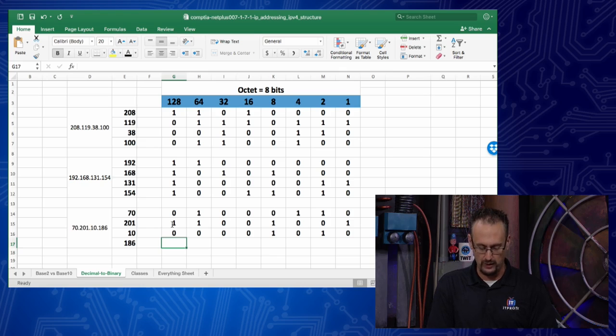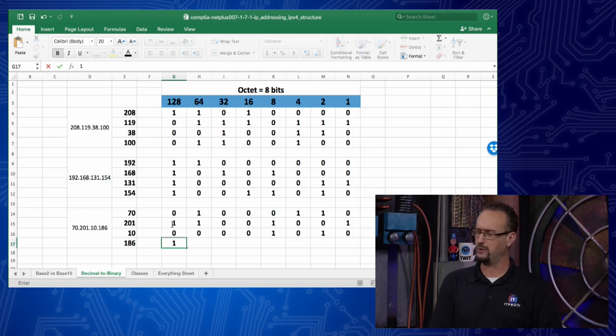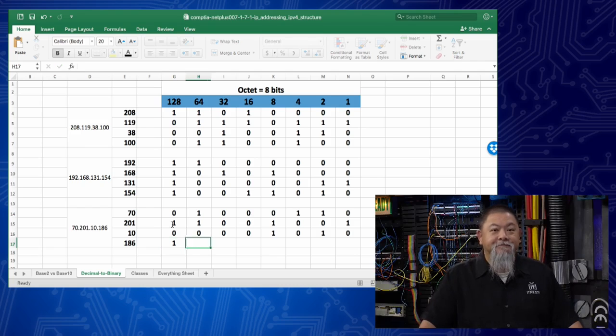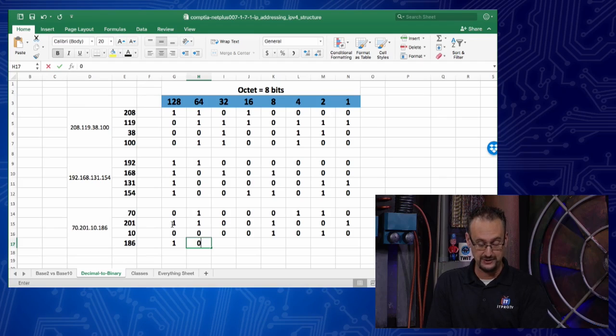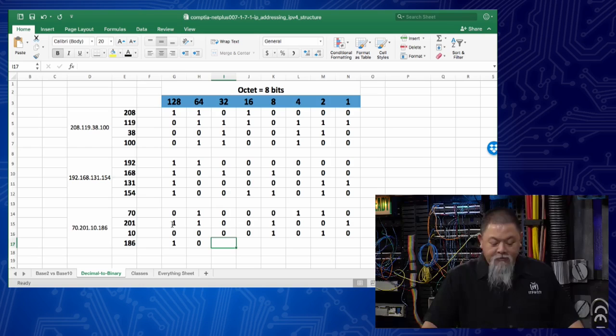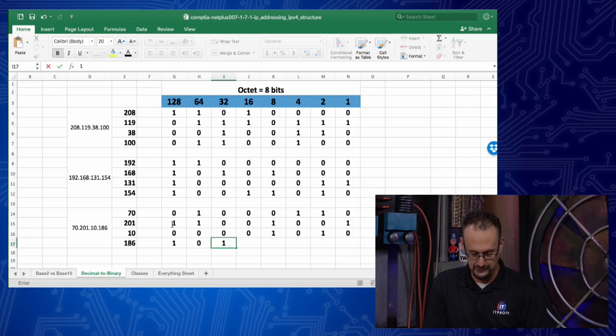186 minus 128. Now, I know I can use the place value. What do we got there, Ronnie? 58. 58, all right. So I can't use the 64, but I can use the 32. All right, you want to help me out with my math on here? 58 minus 32? 26. All right, so I can use 32.